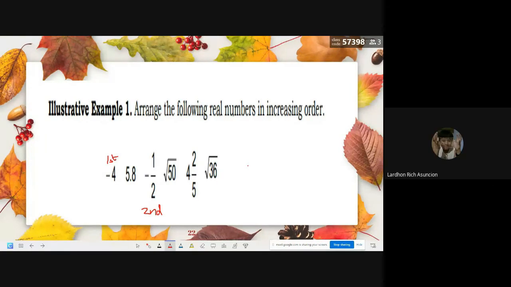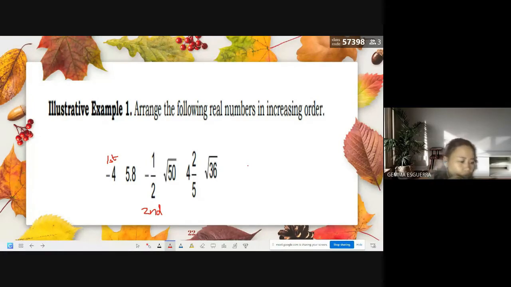-1, -4, 4 and 2/5, 5, square root 36 at square root 50. Actually, some of your answers are correct, but not all. So, thank you for that.